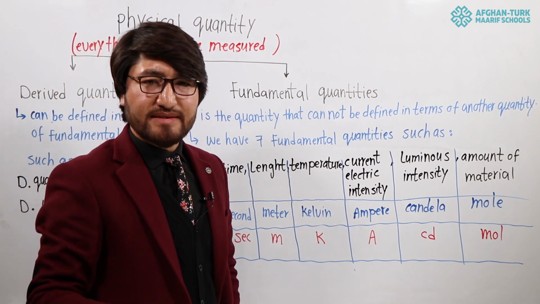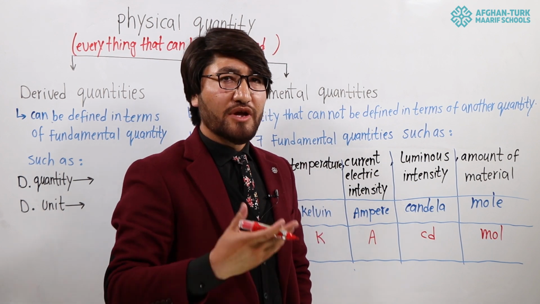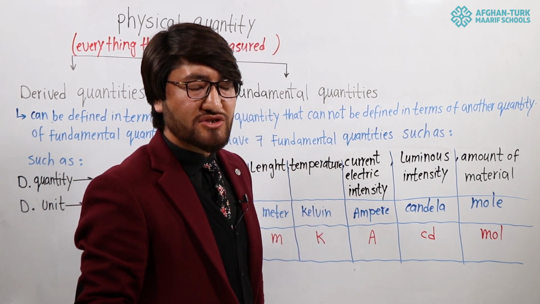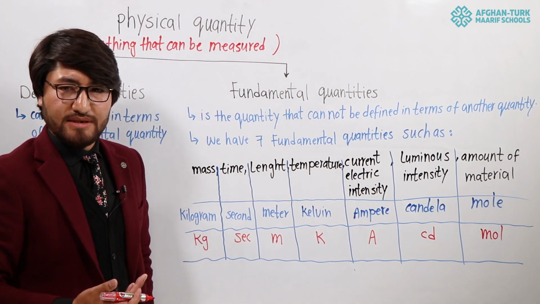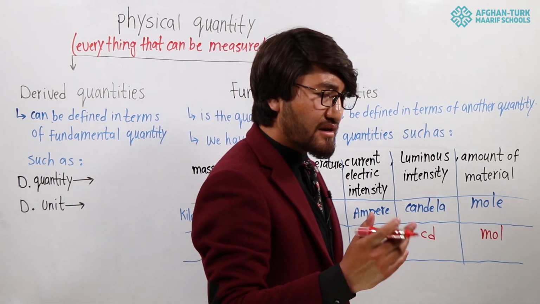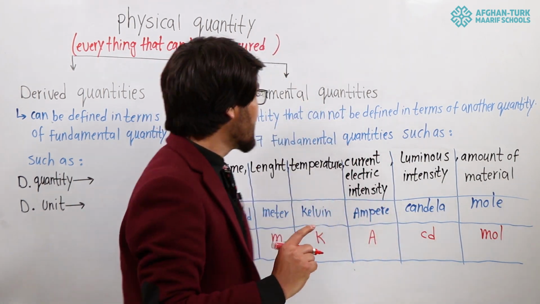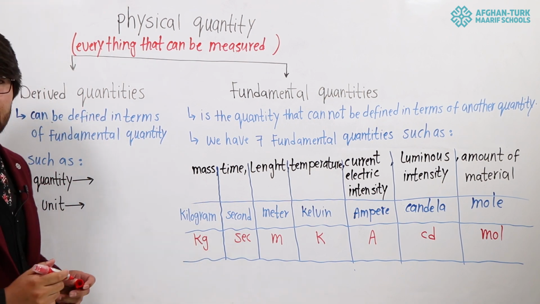Like what? Mass. Can we measure mass? Yes, we can measure mass. Like time, we can measure time. Like length. These are all physical quantities. Physical quantities are classified in two parts: fundamental quantities and derived quantities.